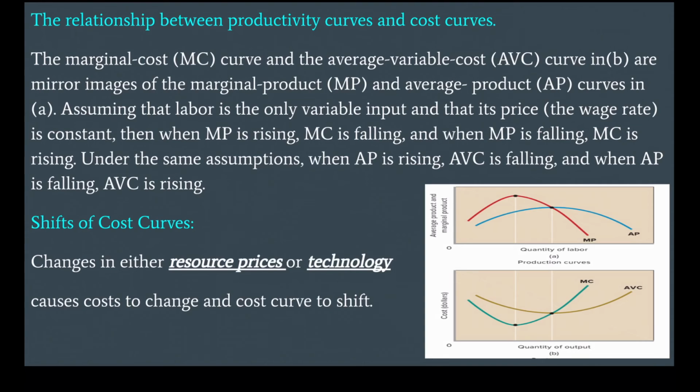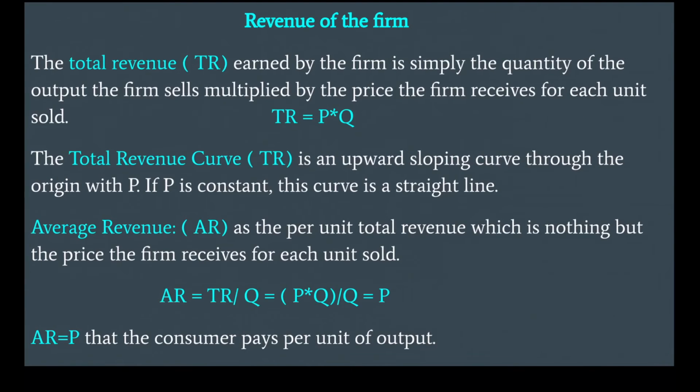Shift of cost curves. Changes in either resource prices or technology cause costs to change and cost curves to shift. Revenue of the firm. The total revenue earned by the firm is simply the quantity of the output the firm sells multiplied by the price the firm receives for each unit sold, that is TR is equal to P times Q. The total revenue curve is an upward sloping curve through the origin. If P is constant, then the curve is a straight line.